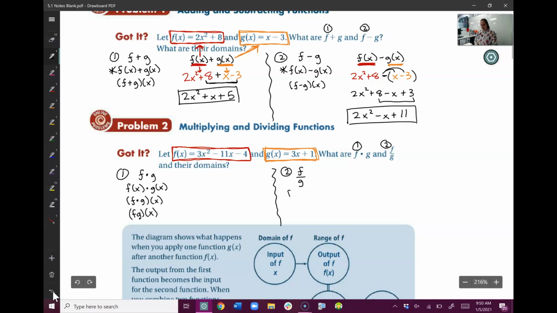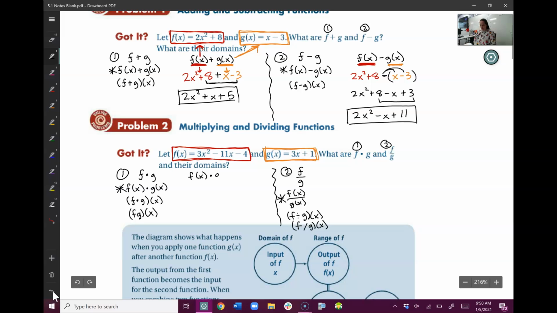So with division, I've seen f of x divided by g of x like that. I've seen f divided by g of x, something like that. I've also seen f divided by g of x like that. So any of those all mean the same thing. They're all division. Once again, I prefer to write it that way because then that substitution is easy. So that's how I'm going to write it.